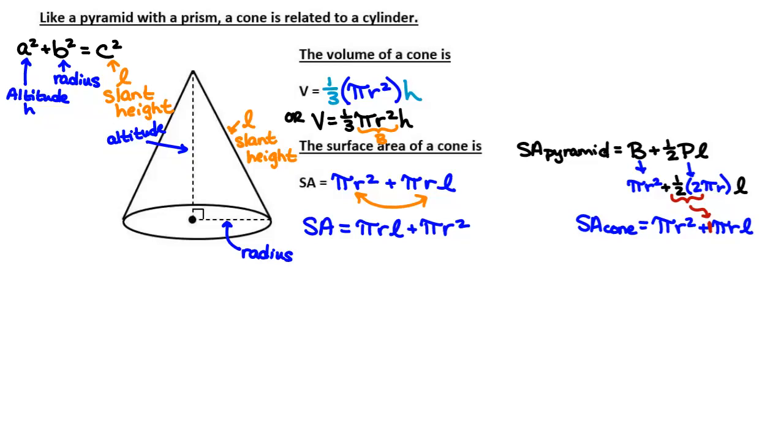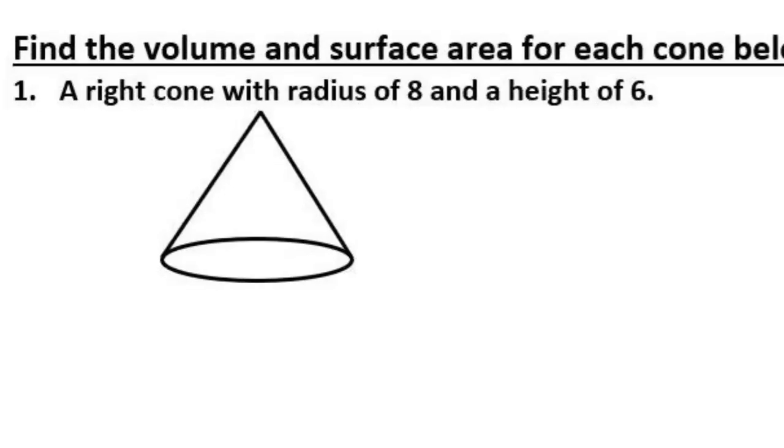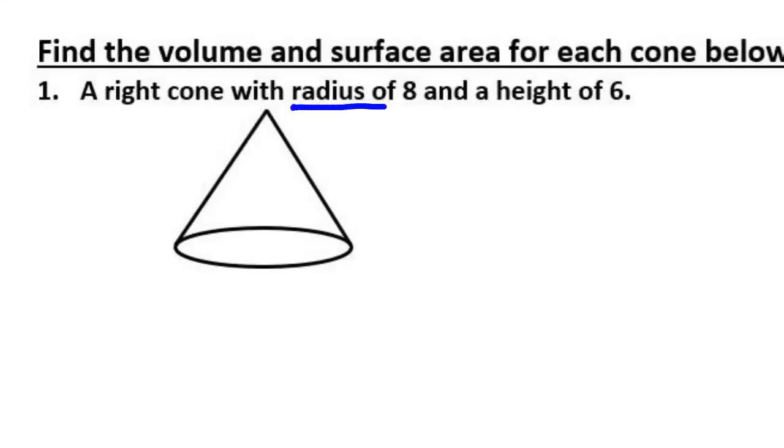Let's do a couple practice problems with our cones. Example number 1, we want to find the volume and the surface area for each of these cones. Number 1 says we have a radius of 8, so I'm going to add that to my picture. From the center of the circle out is 8, and a height of 6. So coming down right to that radius makes a right angle where it hits my radius, and we have 6.